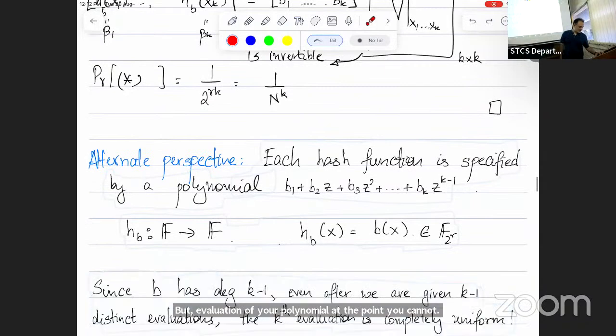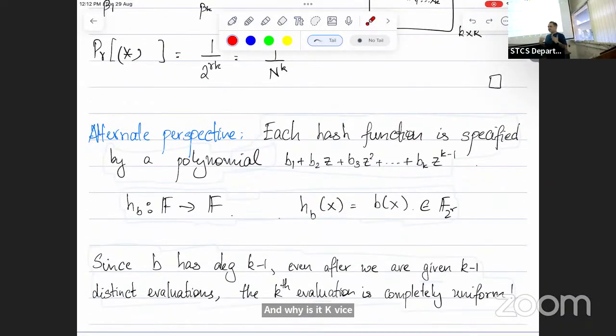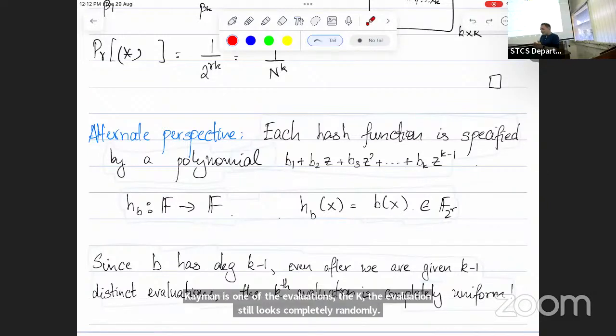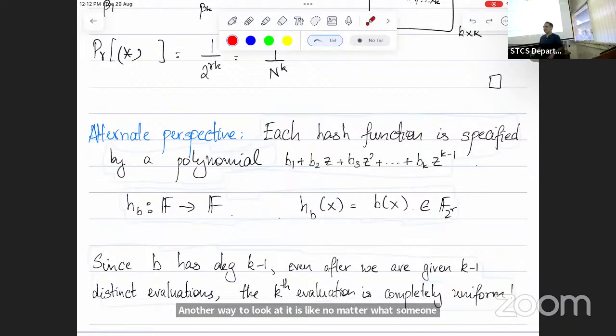And why is it k-wise independent? This just comes from the interpolation that you may have seen in other places. That's also Vandermonde. If it's a degree k minus 1 polynomial, there are k unknowns, which are the coefficients. Even if I tell you k minus 1 of the evaluations, the kth evaluation still looks completely random to you. Another way to look at it is that no matter what someone says is the kth evaluation, you can still construct a polynomial. This is exactly what is used in secret sharing and so on.